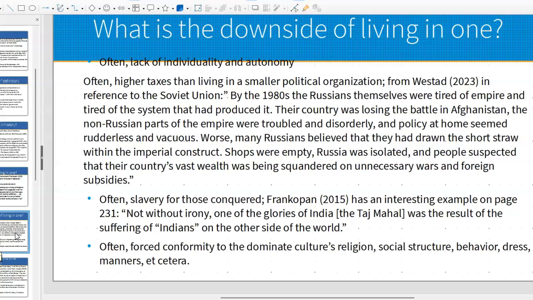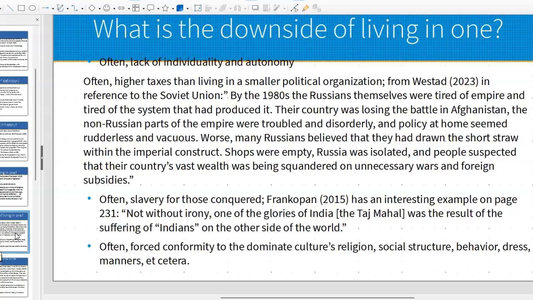Their country was losing the battle in Afghanistan. The non-Russian parts of the empire were troubled and disorderly, and policy at home seemed rudderless and vacuous. Thus, many Russians believed they had drawn the short straw within the imperial construct. Shops were empty, Russia was isolated, and people suspected that their country's vast wealth was being squandered on unnecessary wars and foreign subsidies. And this kind of speaks directly to what leads ultimately to the collapse of the Soviet Union in 1989. You may want to come back to this when we get there, but a lot of it has to do with the disillusion of the Russian people themselves. The people at the center of empire were becoming very displeased with it.